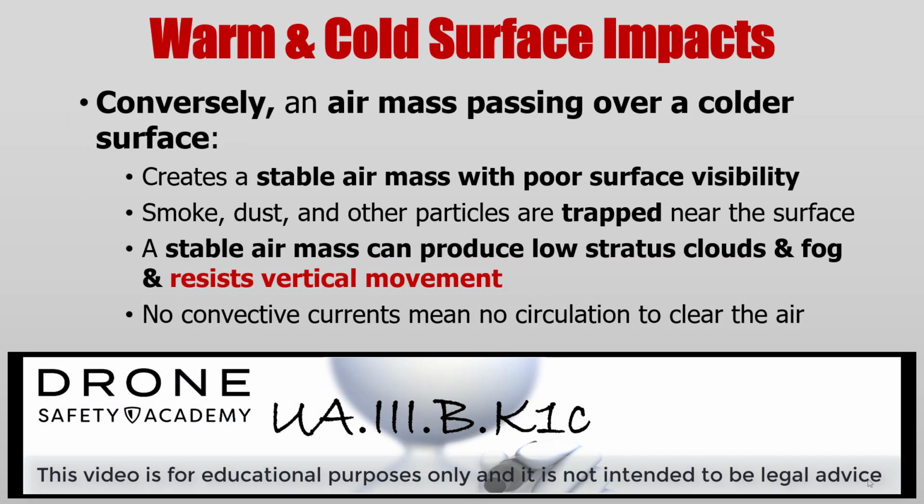Let's take a look at the opposite, an air mass passing over a colder surface. This creates a stable air mass with poor visibility. That's because there's no circulation. The smoke and dust and other particles are trapped towards the surface. In this example, it may produce a stable air mass that can produce low stratus clouds.